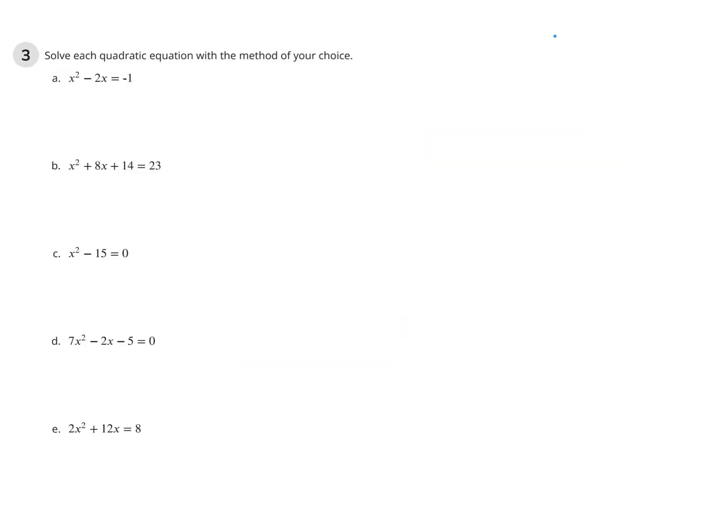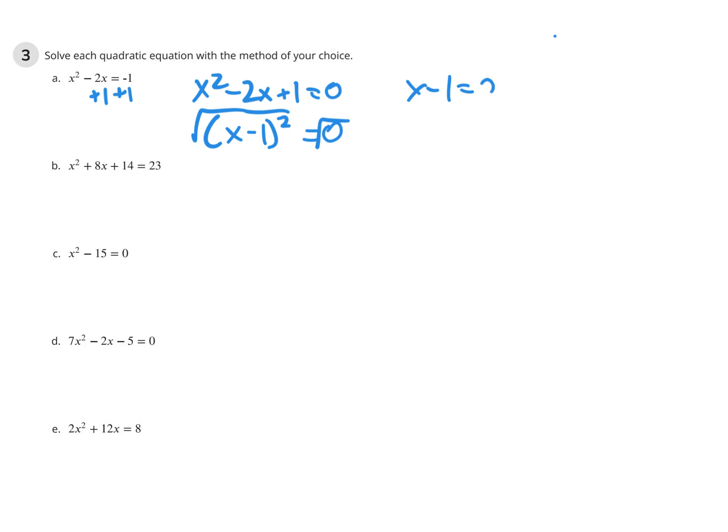Okay, it says solve each quadratic equation with the method of your choice. So if I add 1 to make this equal to 0, I get x squared minus 2x plus 1 is equal to 0. Okay, so this is going to be x minus 1 quantity squared. How do I know that? Negative 1 plus negative 1 is negative 2. Negative 1 times negative 1 is positive 1. So I take the square root of both sides. The x minus 1 pops out as equal to 0, and x is equal to 1. Or I could have just factored before.